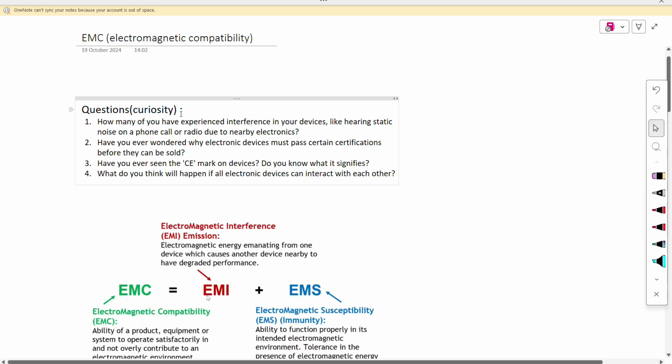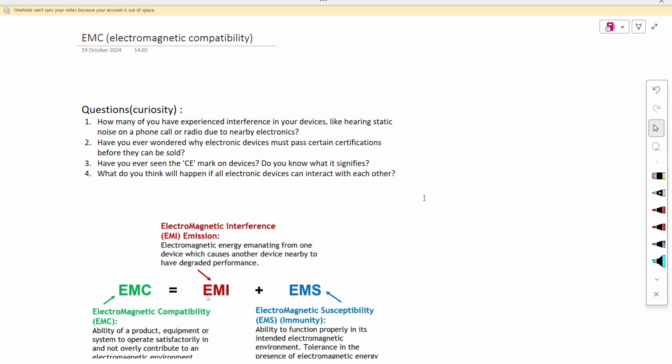How many of you have ever experienced interference in your devices, like hearing static noise on a phone call or radio due to nearby electronics? Or have you ever wondered why electronic devices must pass certain certifications before they can be sold? Or have you ever seen the CE mark on the devices? Do you know what it signifies? Or what do you think will happen if all electronic devices can interact with each other? These are some of the interesting questions which I would like to pose.